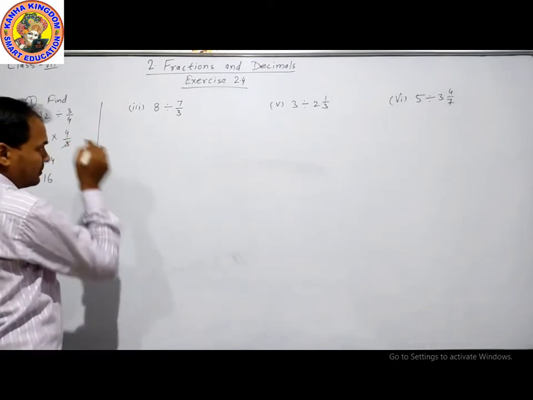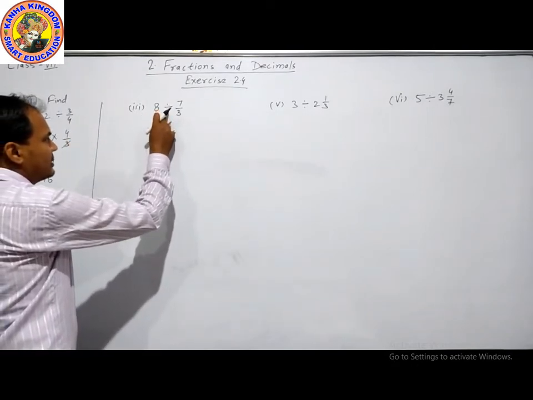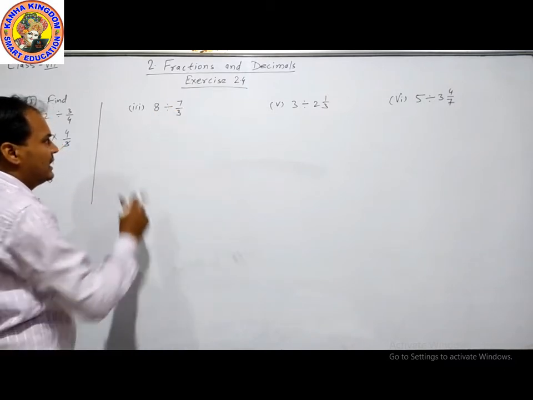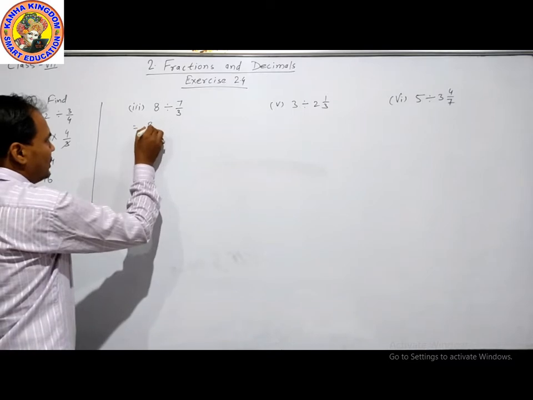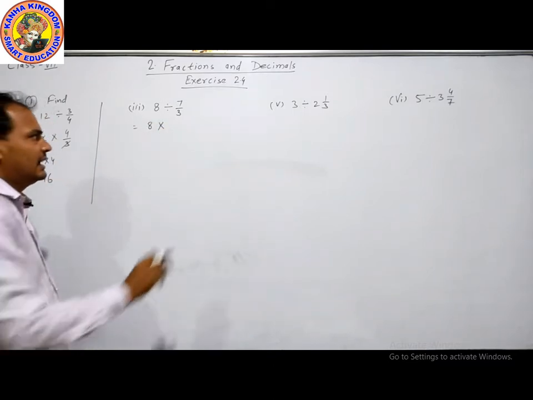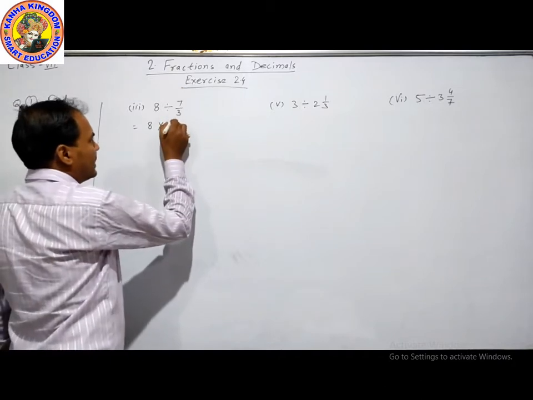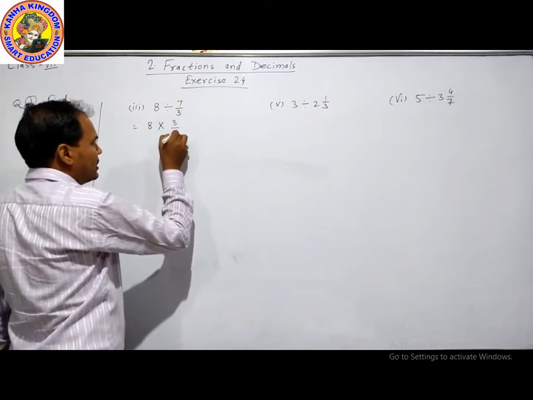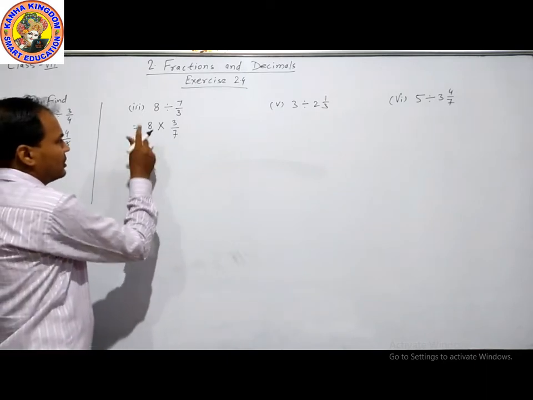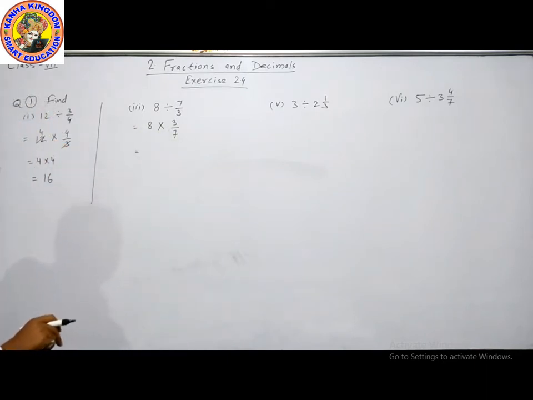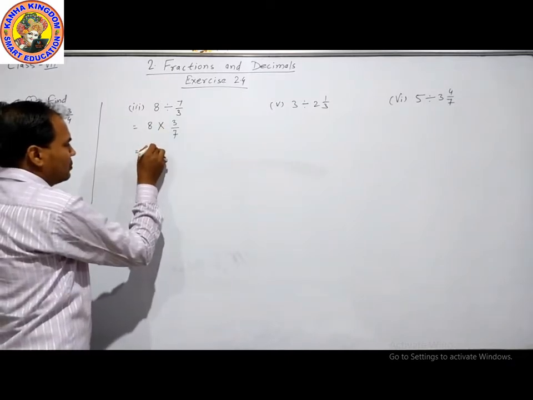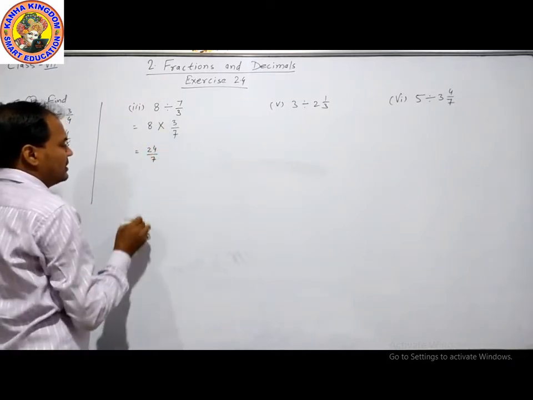Let's do another question. In this question there is a divide sign, and one of the numbers is a fraction. So we will change divide into multiplication and interchange the numerator and denominator. So this is 3 upon 7. No digit can cancel out. So 8 into 3 is 24, divided by 7.